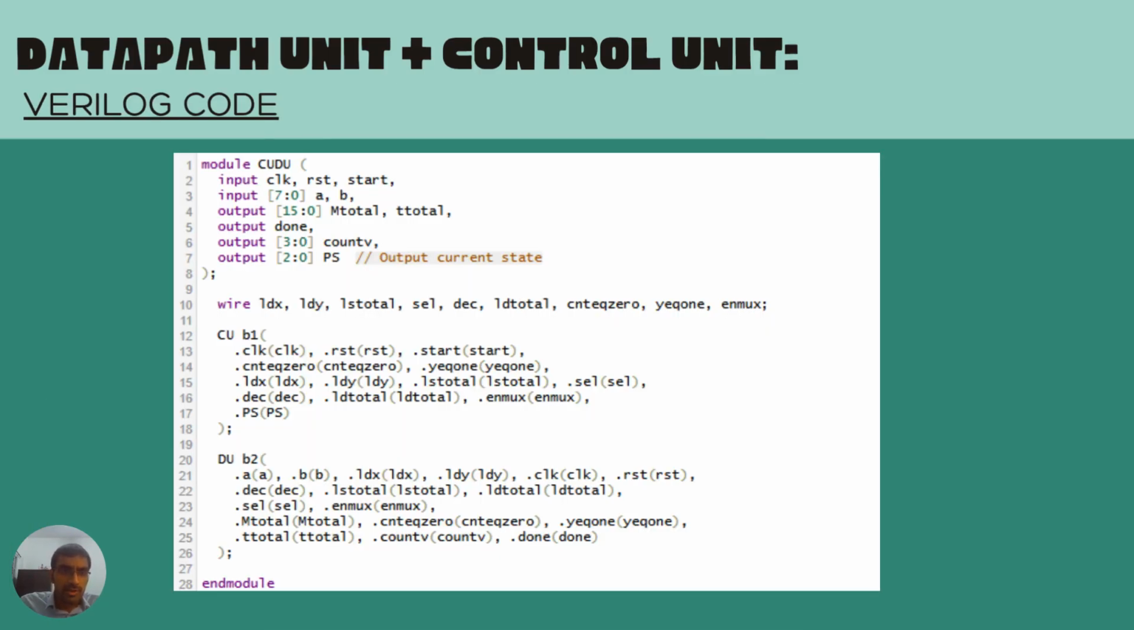Taking to the Verilog code, it's simple: we instantiate the CU, and the output of the CU goes as the input to the DU. As you can see, LDX is an input to the DU, but it was an output of the control unit.